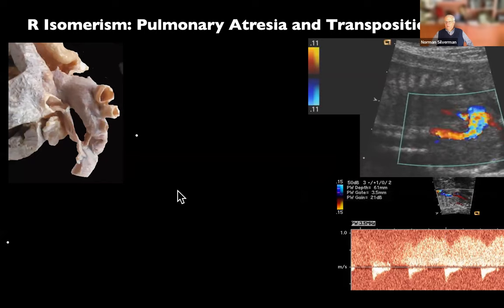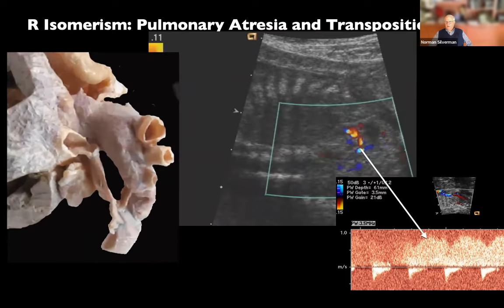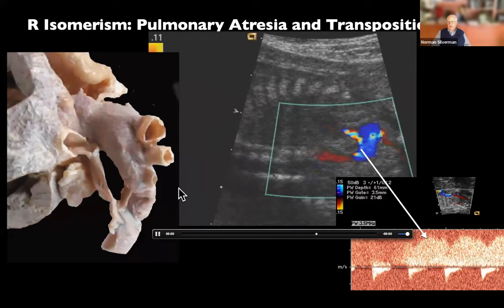And there you can see that very beautifully, the pulsating aorta and the continuous flow ductus arteriosus coming towards you. And there's the Doppler evidence that samples are showing the flow going in the opposite direction and feeding the atretic pulmonary artery.